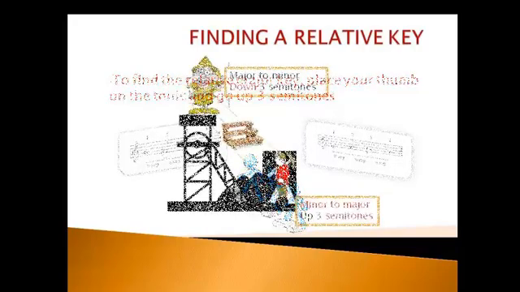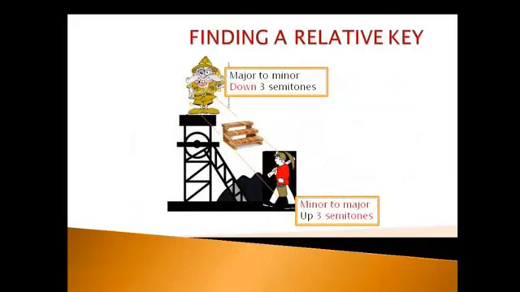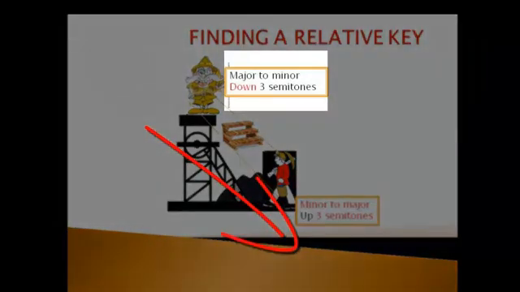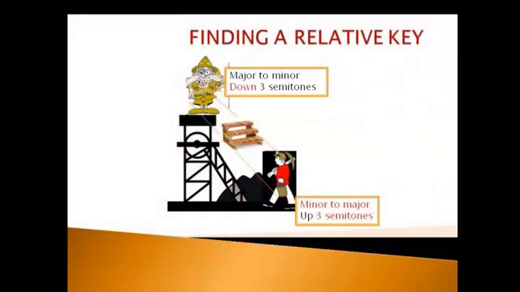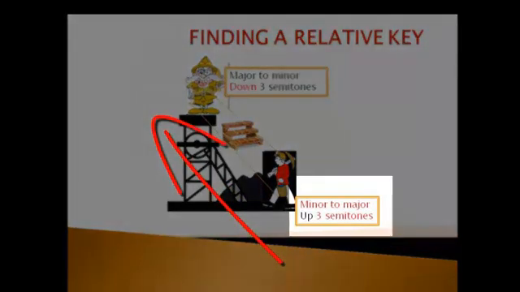So this chart just might help you remember what direction you're going in. If you're in a major key, we have a little picture here of our major, you're going to go down 3 semitones to find the minor. Think of the minor as being in the ground. You know, they work in mines under the ground. So if he wants to come up to see the major, he's going to go up 3 semitones.